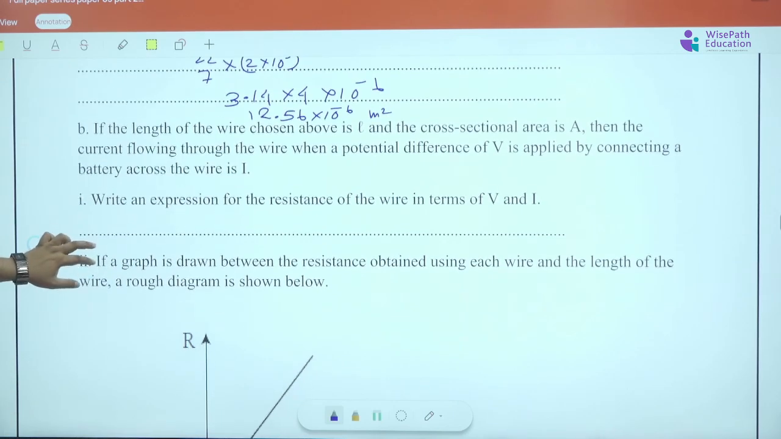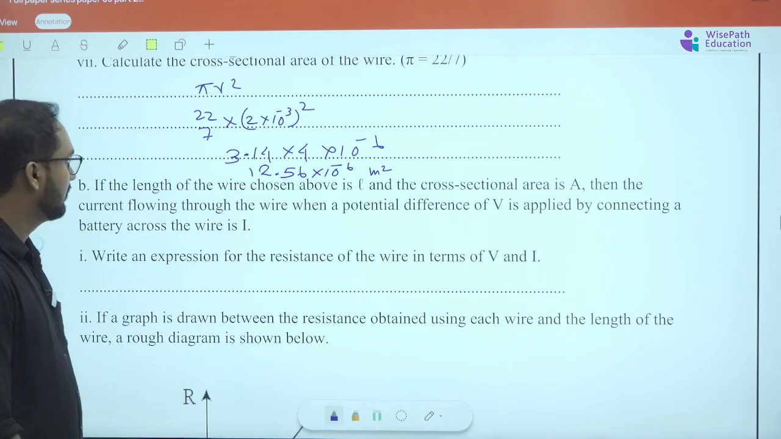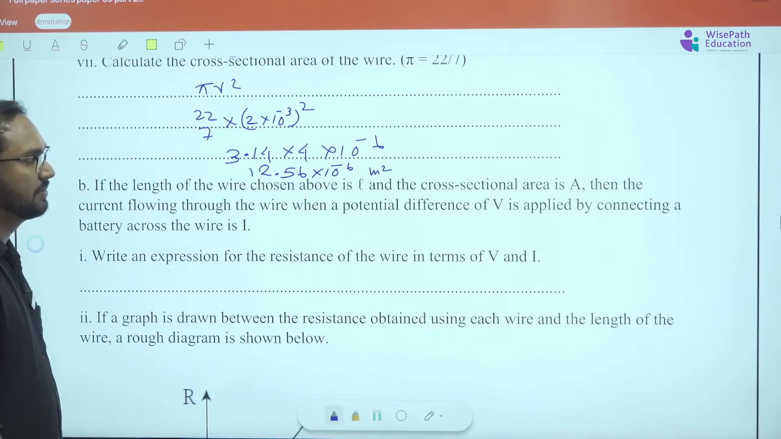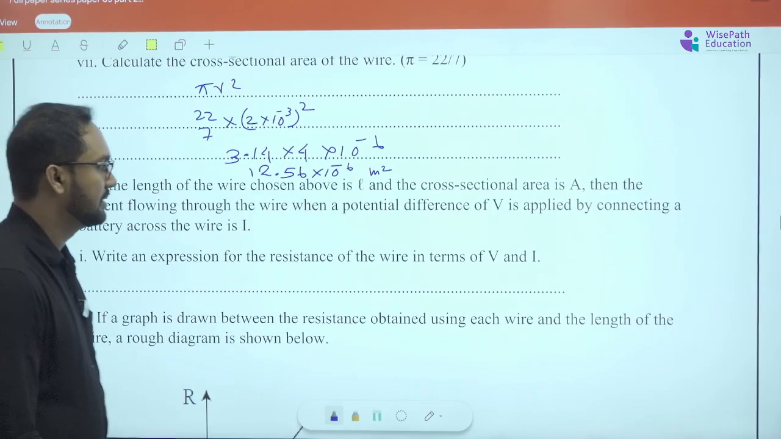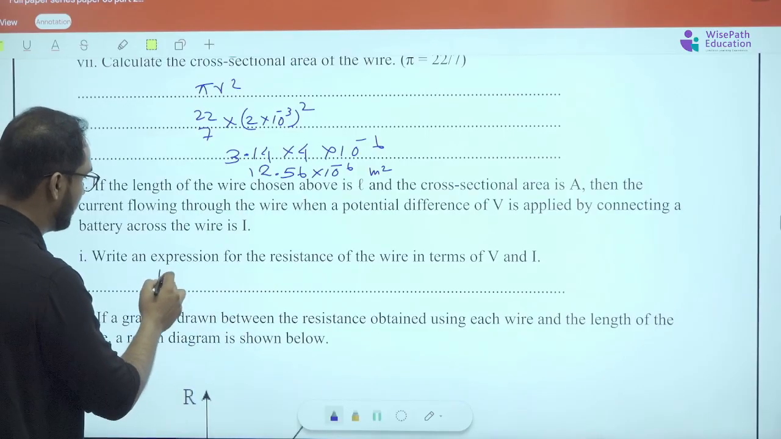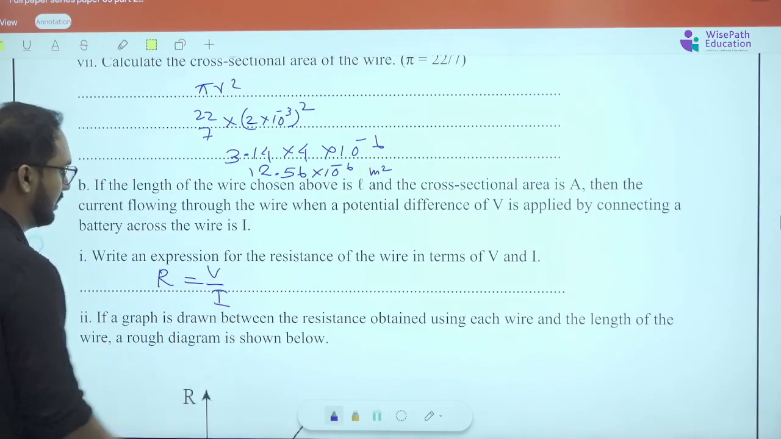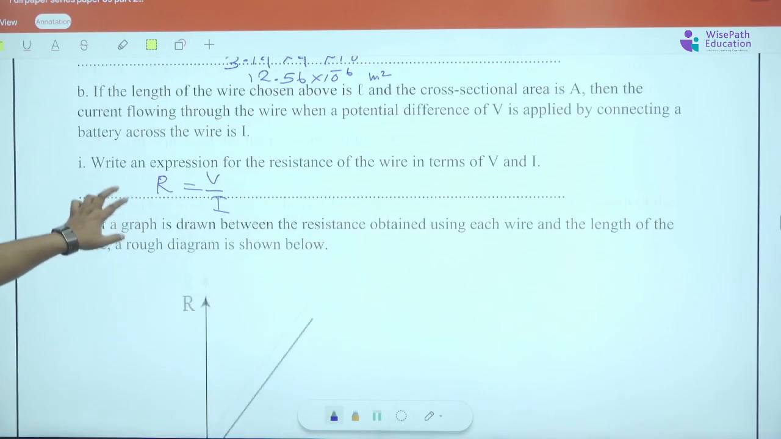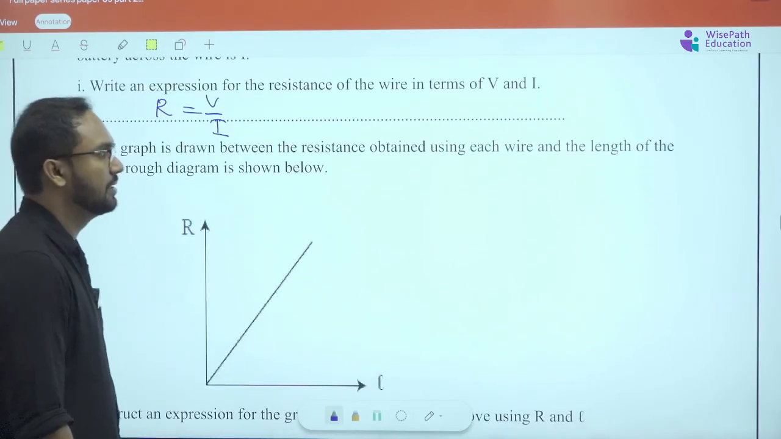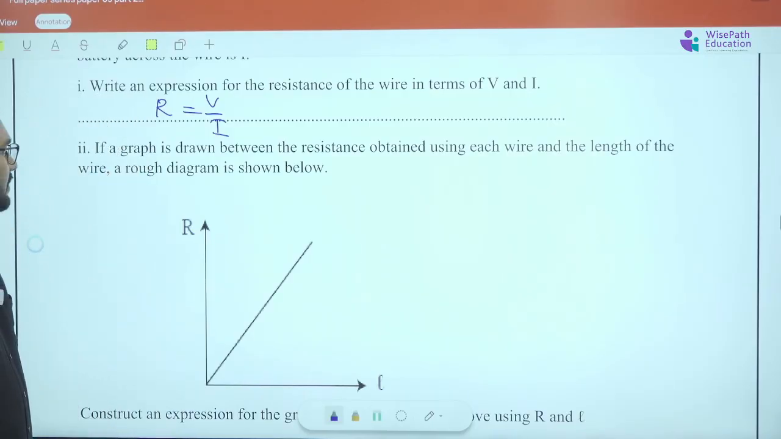If the length of the wire chosen above is L and the cross sectional area is A, then the current flowing through the wire when a potential difference of V is applied by connecting a battery across the wire is I. Write an expression for the resistance of the wire in terms of V and I. That is R equals V over I. If a graph is drawn between the resistance obtained using each wire and the length of the wire, a rough diagram is shown below.